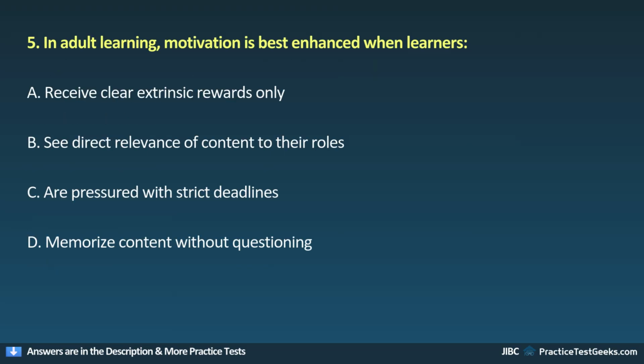5. In adult learning, motivation is best enhanced when learners A. Receive clear extrinsic rewards only. B. See direct relevance of content to their roles. C. Are pressured with strict deadlines. D. Memorize content without questioning.